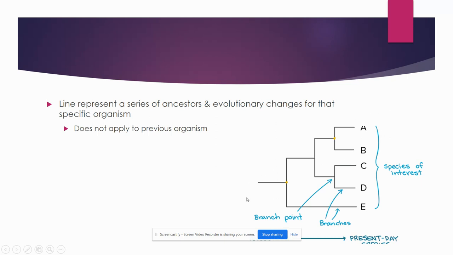So over here, LUCA branched into this organism and organism E. And then this organism branched into this one and this one. And then those two separate ones branched into A and B and C and D.